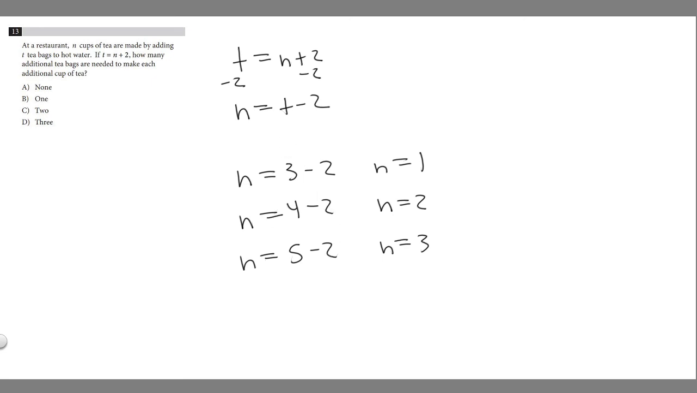So if it says how many additional tea bags are needed to make an additional cup of tea, so to go one whole cup of tea, we only needed to add 1 tea bag, right? So the number of tea bags needed is just going to be 1. So the answer to this problem is just going to be 1. And so if we look at our options, B is going to be 1. So the answer to this problem is going to be B.